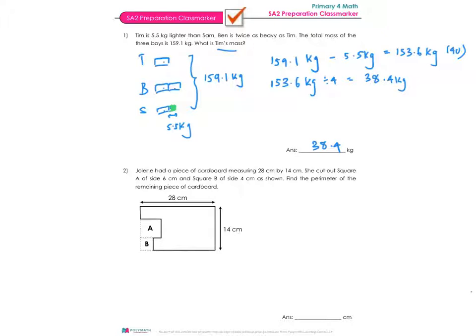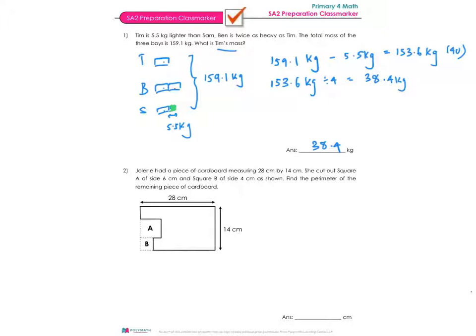Jolene had a piece of cardboard measuring 28 cm by 14 cm. She cut out the square A of side 6 cm and square B of side 4 cm as shown. Find the perimeter of the remaining piece of cardboard.